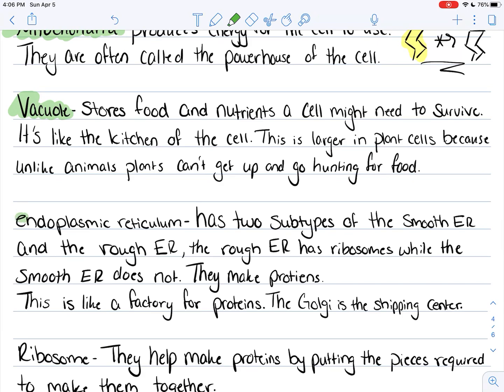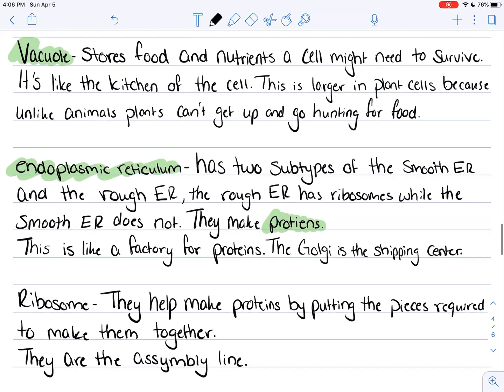The endoplasmic reticulum has two subtypes, which is the smooth ER and the rough ER. The rough ER has ribosomes, while the smooth ER does not. The endoplasmic reticulum helps to make proteins. This is like the factory for proteins. The Golgi is the shipping center. It's important that you don't get these confused because the Golgi doesn't have anything to do with making proteins, it just ships them out, where the endoplasmic reticulum is the factory where proteins are made.